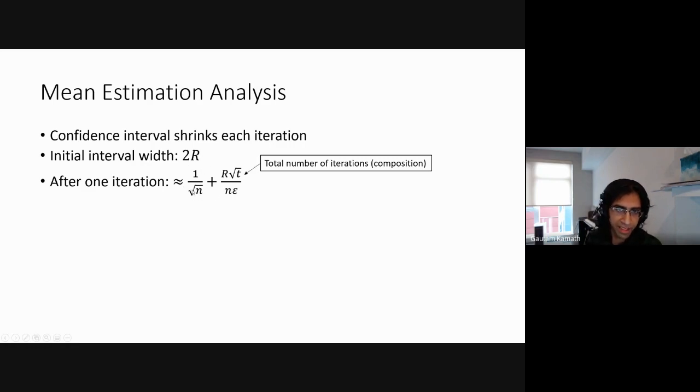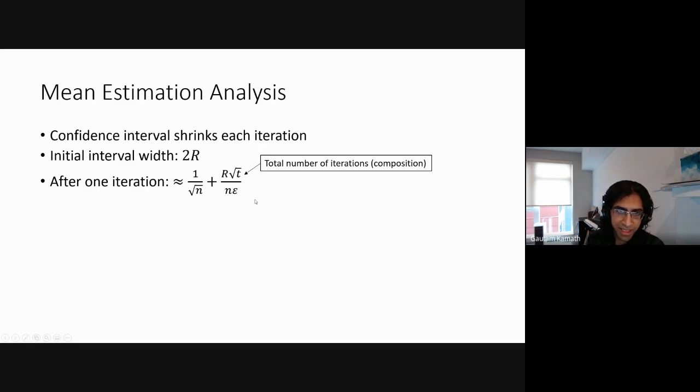So the first term, again, is just when you do Gaussian sampling, you're going to get this 1 over square root n. And the second term is essentially the error due to the noise introduced. Remember, I said that the noise is going to be of magnitude roughly r over n epsilon. Well, we also have to include a square root of t, where t is the total number of iterations that we include. The reason is due to composition of differential privacy. So that'll increase the cost of privacy by a square root t factor.